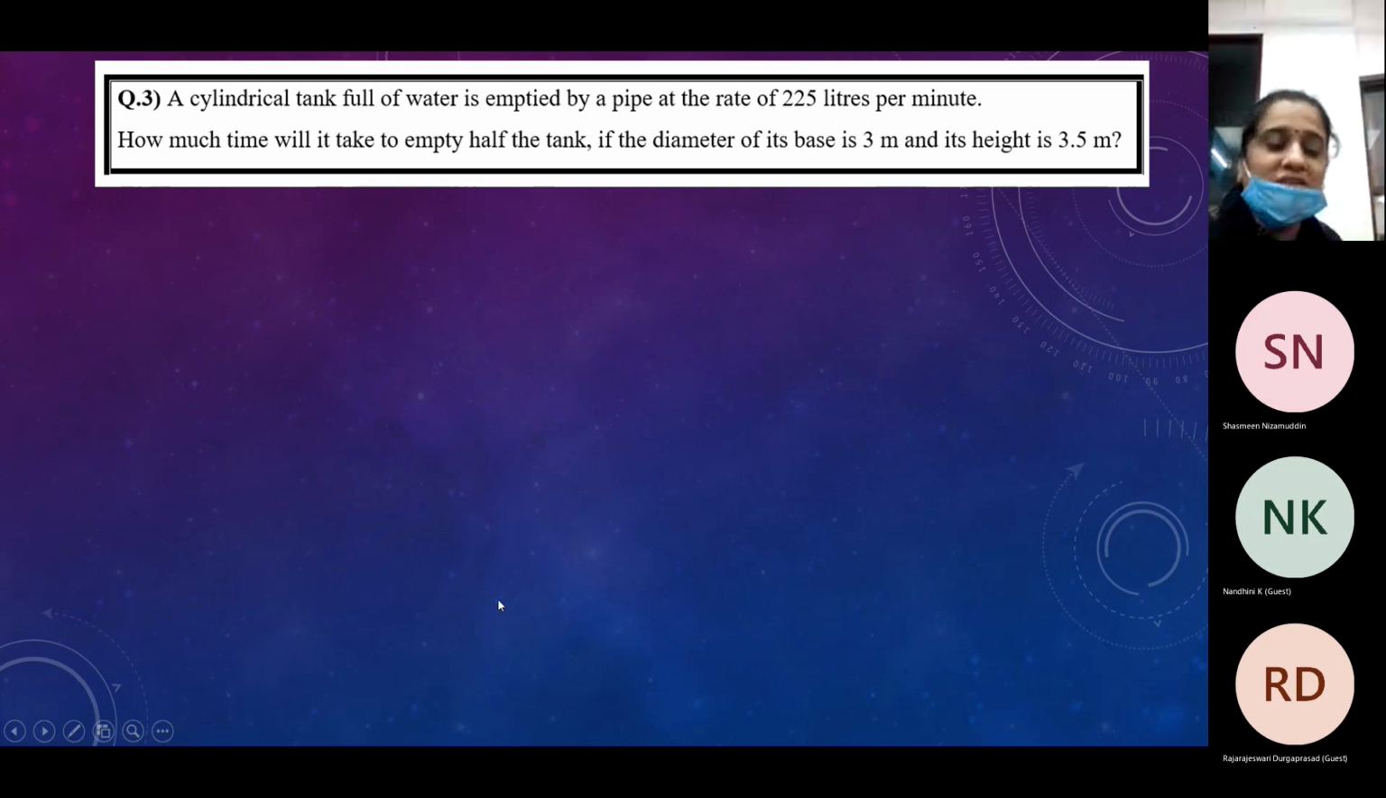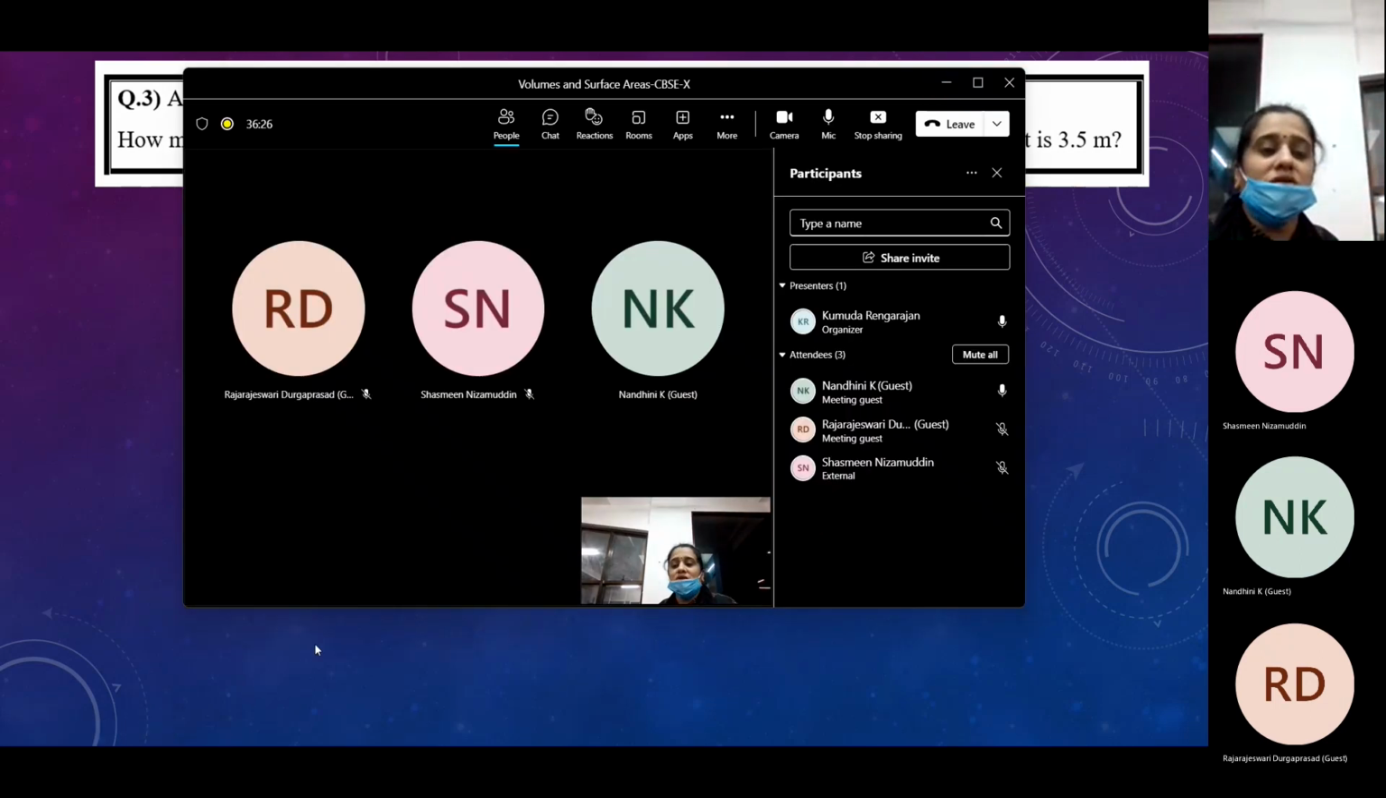Sashmin, Nandini, Rajeshwari, what is the relationship between... Rajeshwari is not active today. Are you there, Rajeshwari?